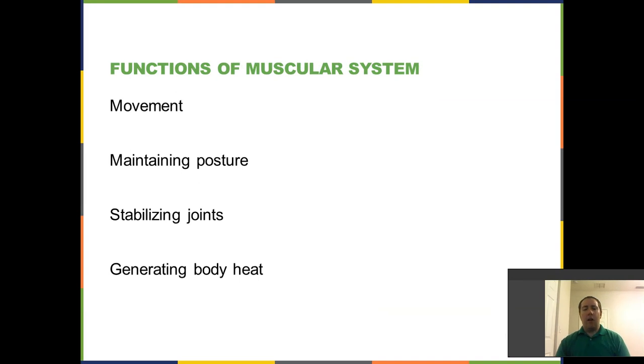I'm going to talk more about the broad functions of the muscular system and how these muscles work together to have an effect. And so we have four primary functions of the muscular system. There's movement. It allows me to move from one place to another. It allows me to move my arm up and over and do whatever I need to do.